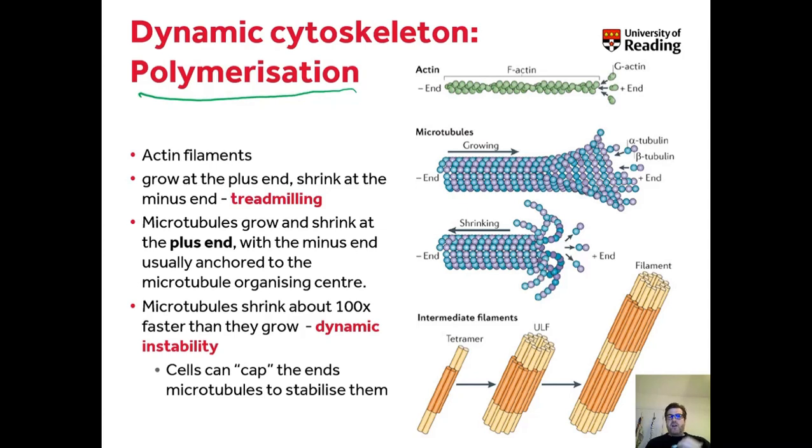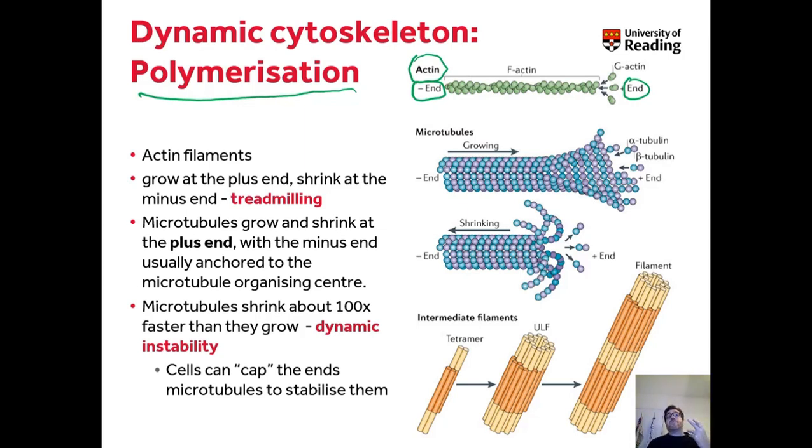So let's start off first of all thinking about the actin filaments. Okay, so we've already mentioned they grow at the plus end and they shrink at the minus end. And this is what we call treadmilling. So at the plus end, we're getting new things added at the plus end, and at the minus end, they come apart and then get added again at the plus end. So it's almost like a treadmill.